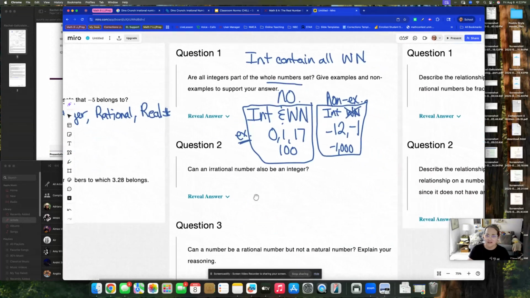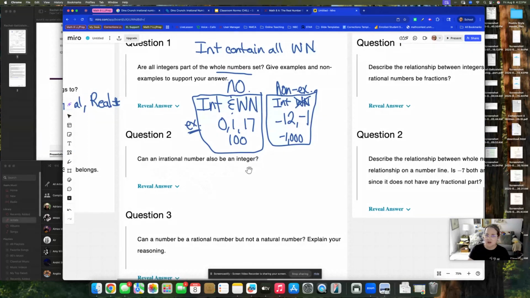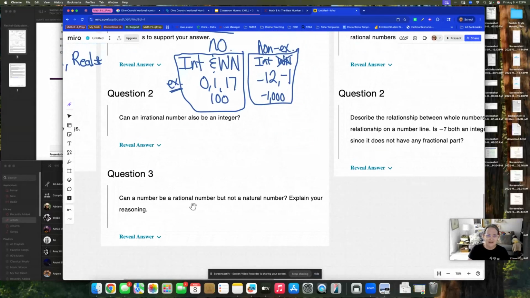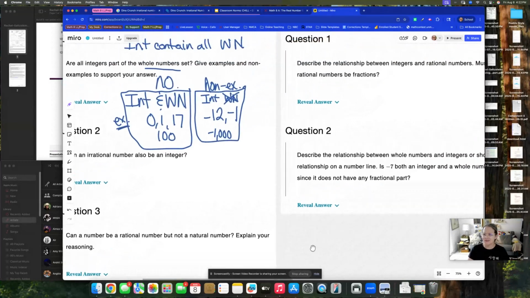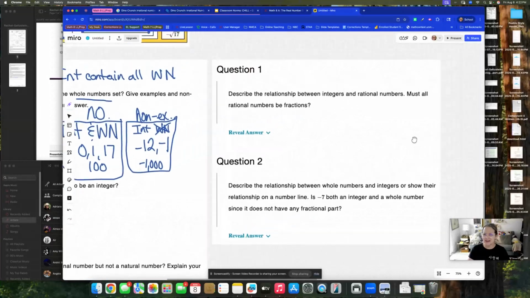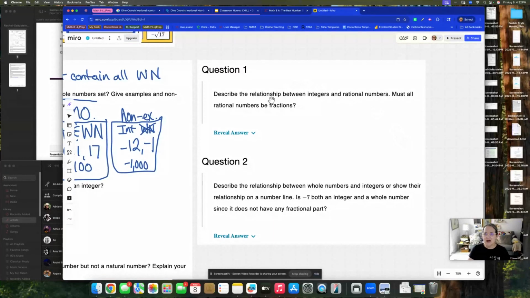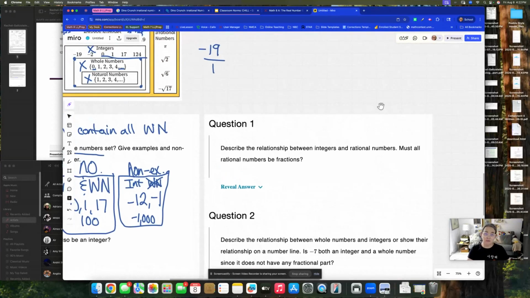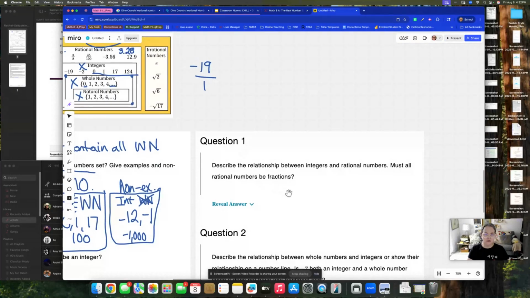All right. Can an irrational number also be an integer? No. Can a number be a rational number but not a natural number? Yeah, if it's negative, right? Or if it's 0. Describe the relationship between integers and rational numbers. Must all rational numbers be fractions?